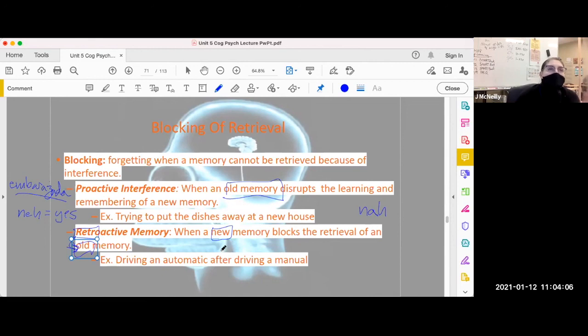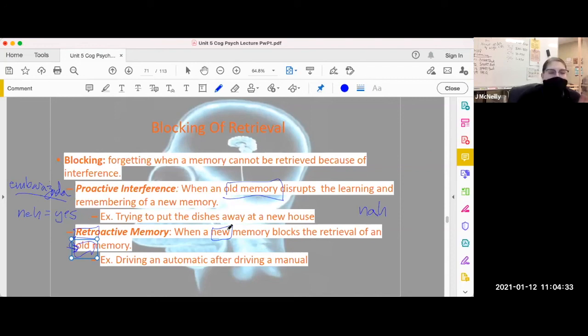How many of you have ever tried to put in your new locker combination and you put in an old one? Okay, that's proactive. An old memory, the previous year's locker code, is blocking out your new locker code. Or a new memory blocks retrieval of an old memory. Let's say you're trying to remember an old password that you had to recover your account. That could be yet another example.